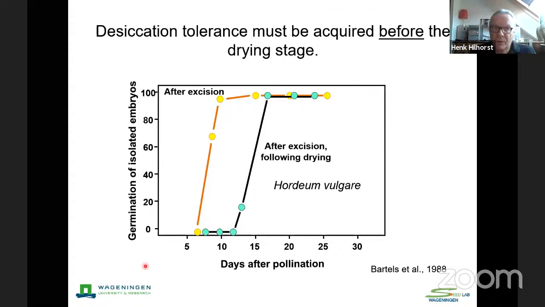In this experiment, embryos were excised from the seeds and put to germinate. Here you can see that at a very early stage, germinability increases. But these are fresh seeds. If you dry the seeds first and then put them to germinate, you also see an increase in germinability, but a week later. That means that in this species, desiccation tolerance is acquired in these 5, 6, 7 days of seed development, because here they have become fully tolerant.